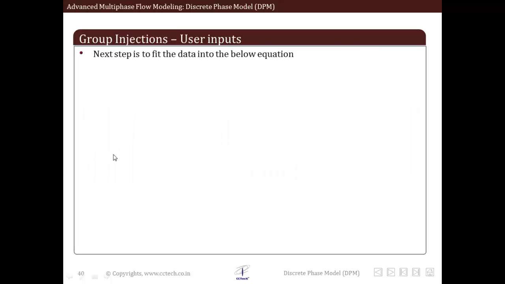After this, we fit this data into this particular equation, that is Yd, the mass fraction of particles which is greater than diameter d, is equal to e raised to negative of the ratio of d upon d bar to the power n. We fit the data that we obtained into this equation.